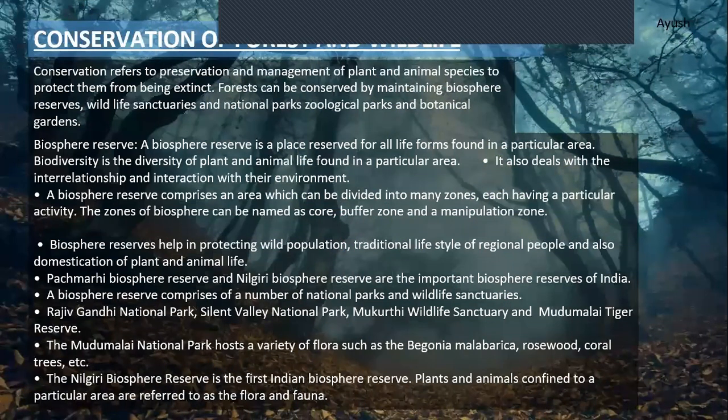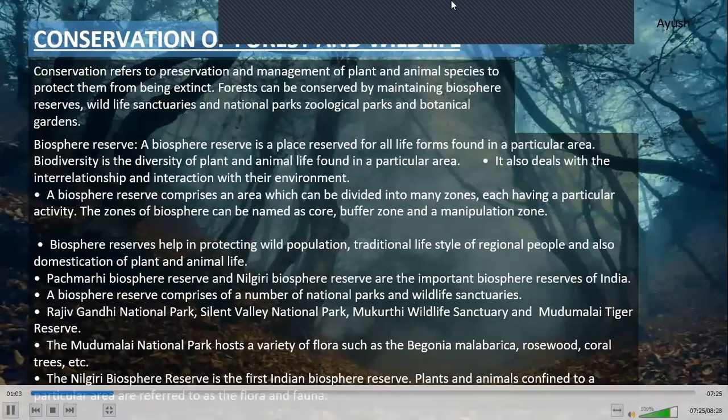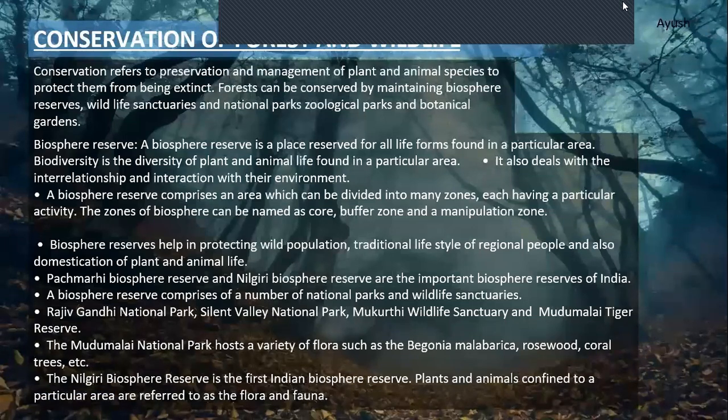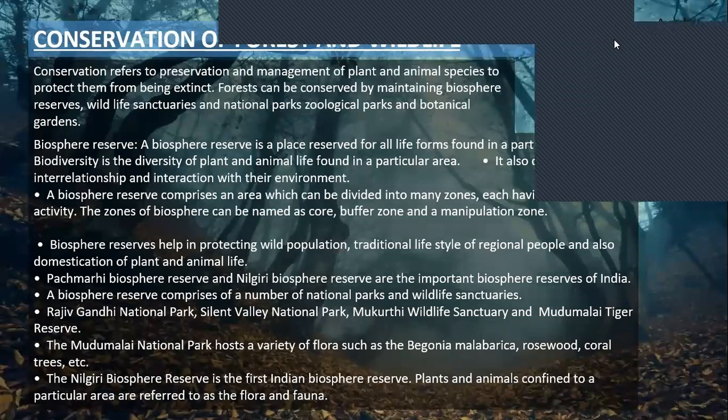Conservation refers to preservation and management of plant and animal species to protect them from being extinct. Forests can be conserved by maintaining biosphere reserves, wildlife sanctuaries, national parks, zoological parks, and botanical gardens. Biosphere reserve. A biosphere reserve is a place reserved for all life forms found in a particular area. Biodiversity is the diversity of plant and animal life found in a particular area. It also deals with the interrelationship and interaction with their environment.